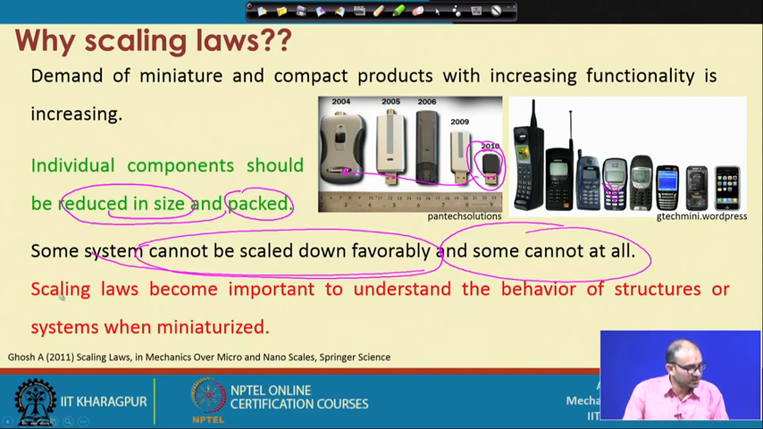So, what is scaling? The scaling law becomes important to understand the behavior of the structure or the system when it is miniaturized. These are the examples we have taken related to the electronics component, but we will focus on the mechanical part, that is, what will happen when you scale down one particular car. Suppose you scale down a big size car to a small size car, consider a size of the car which is the size of this particular pen.